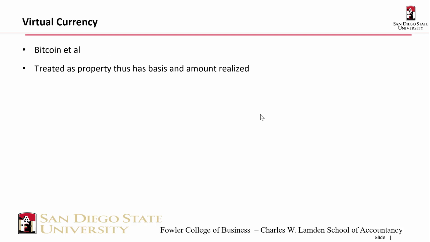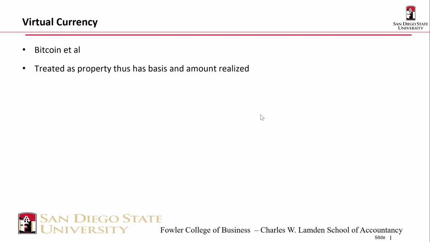All right, the last topic, and then we're done with this video. I'm sure you guys are going to be super happy, is virtual currency, right? So this is your classic Bitcoin. Under current IRS rules, Bitcoin is treated as property. Therefore, it has basis and amount realized when you sell it.